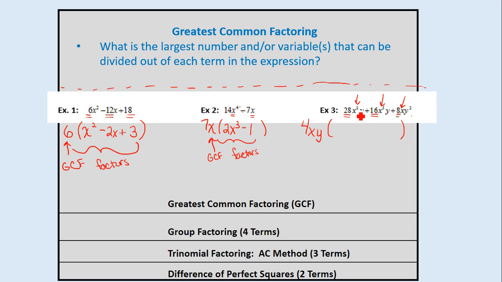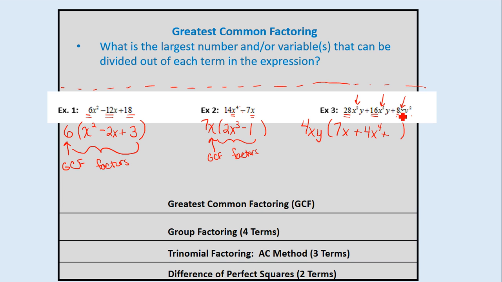What's 28x squared y divided by 4xy? Well, let's just do one piece at a time. 28 divided by 4 would make 7. X squared, divide 1x out, leaves me with an x. Y, divide the y out, I have no more y's. Okay? Now let's look at the 16. 16 divided by the 4 is a 4. X to the fifth, I'm dividing 1x out, so now it becomes x to the fourth. 1y, but I divided that y out. Y divided by y would be 1, so no changes.